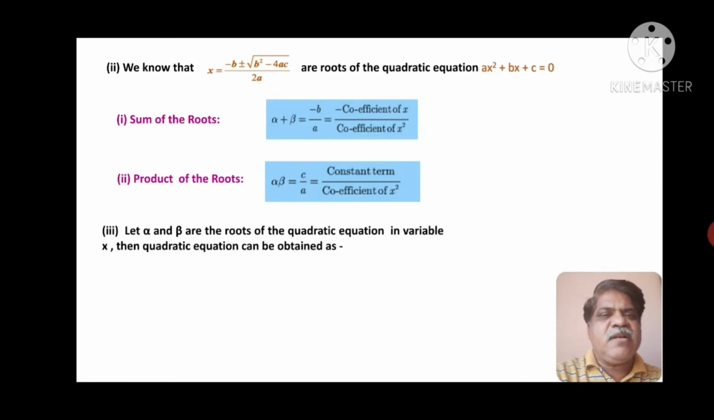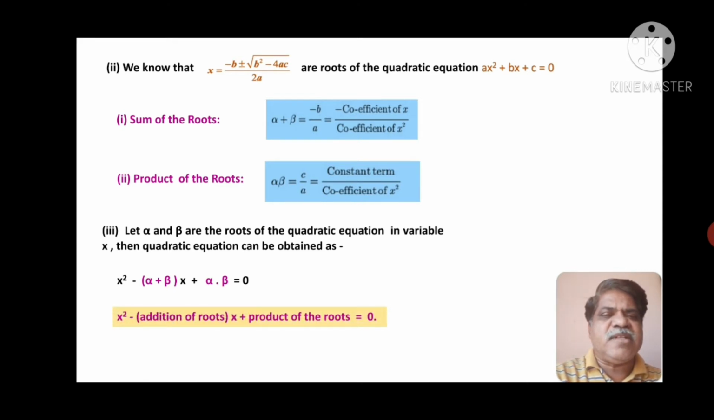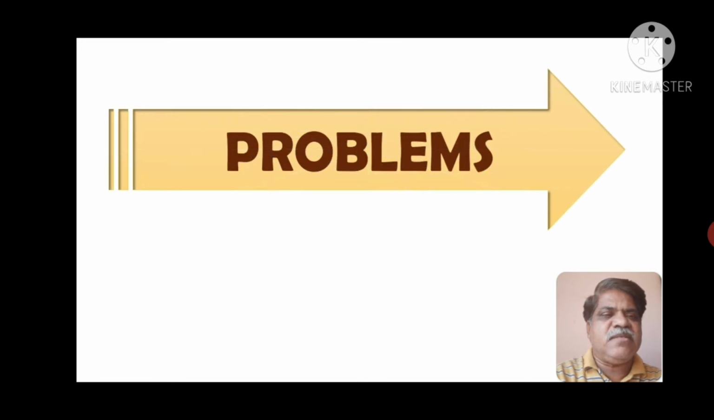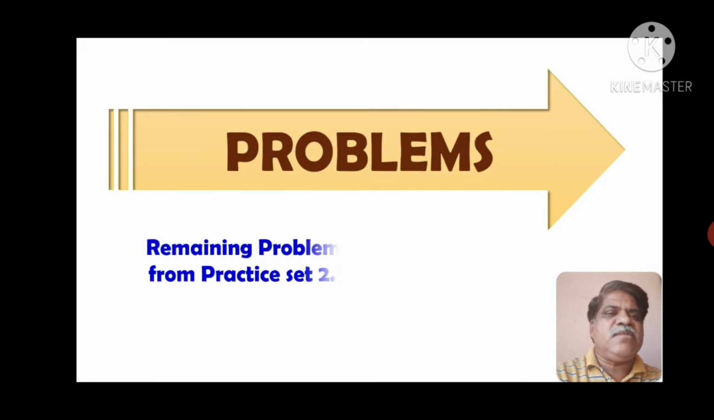Let alpha and beta be the roots of a quadratic equation in variable x. Then the quadratic equation can be obtained as x square minus (alpha plus beta) into x plus alpha into beta is equal to 0. That is, it can be expressed as x square minus the sum of the roots into x plus the product of the roots is equal to 0. These things are important while attempting practice set 2.5. Let us discuss the remaining problems from practice set 2.5.